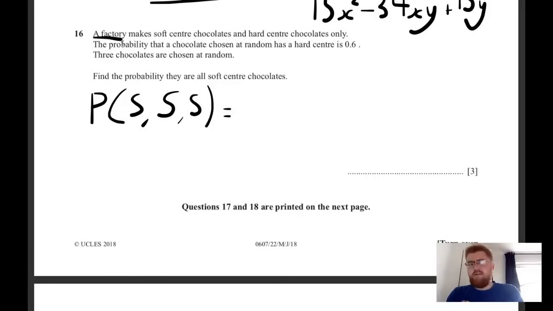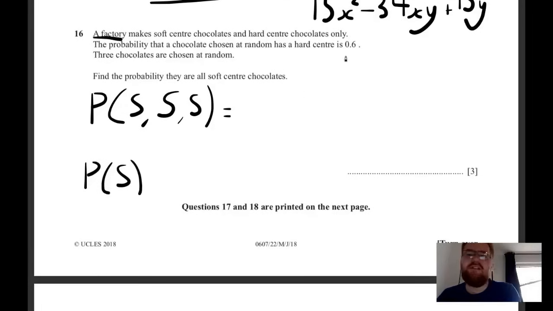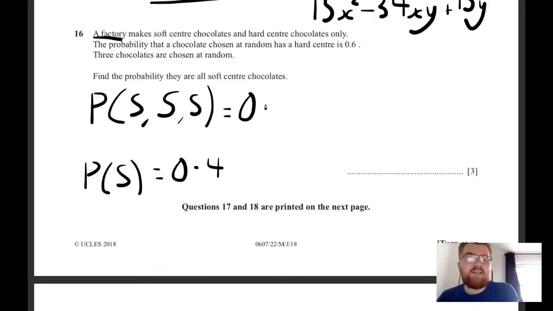So if we go back to what we're doing here, the probability of a soft chocolate, well, if the probability of a hard chocolate is 0.6, the probability of soft must be 0.4, because the factory only makes soft and hard centre chocolates. Now we want to work out the probability of soft and soft and soft. Remember, and in probability means multiply. So you need to take the 0.4 and then we multiply.